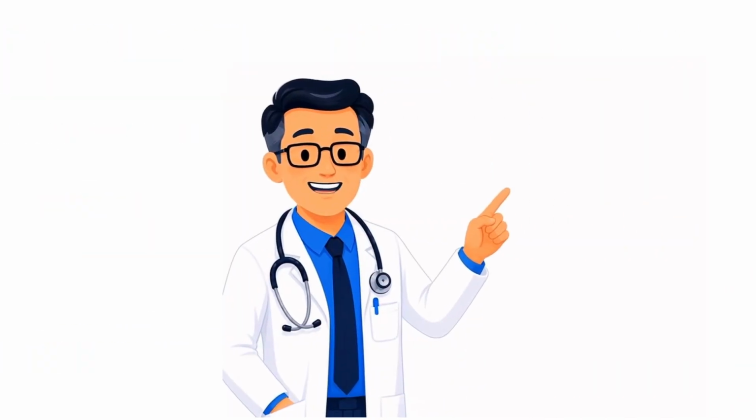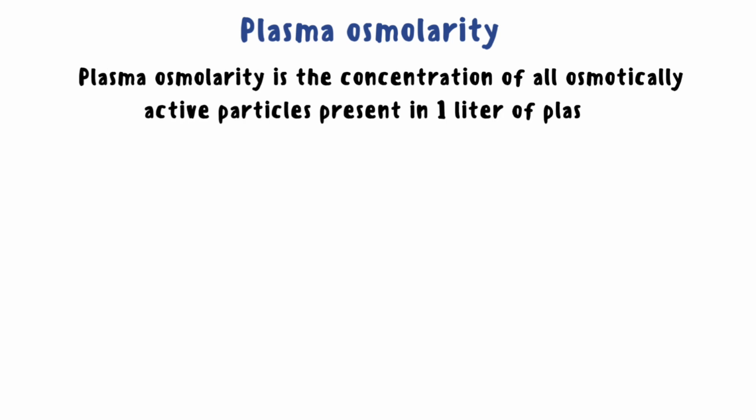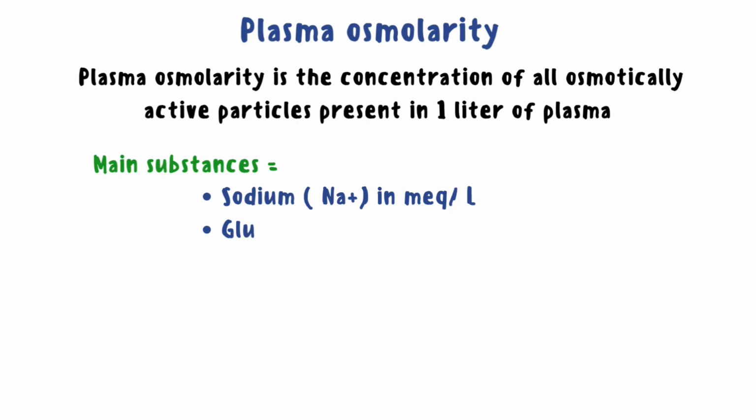Another important concept to understand is that to diagnose and treat hyponatremia, we need to measure plasma osmolarity. Plasma osmolarity is the concentration of all osmotically active particles present in 1 liter of plasma. It reflects how concentrated or dilute the blood is. Main substances contributing to plasma osmolarity are sodium, which is calculated in milliequivalents per liter, glucose, and blood urea nitrogen, which are calculated in milligrams per deciliter.